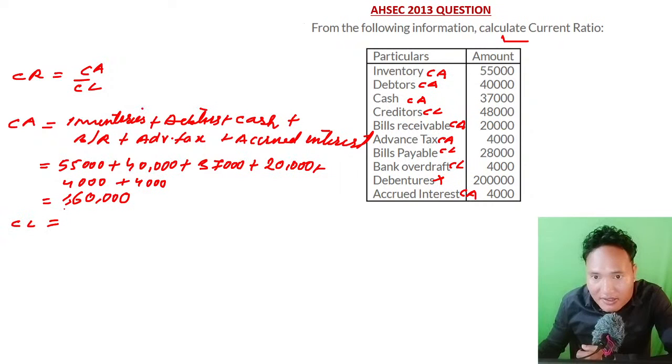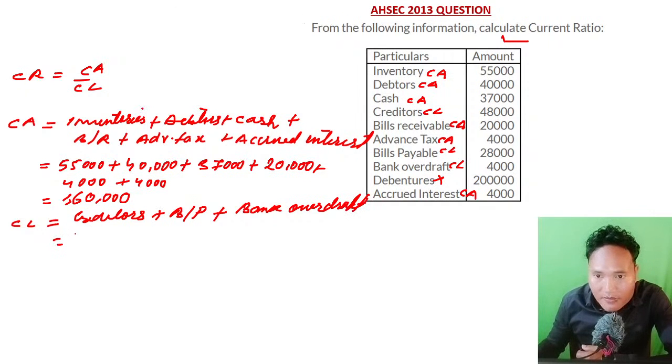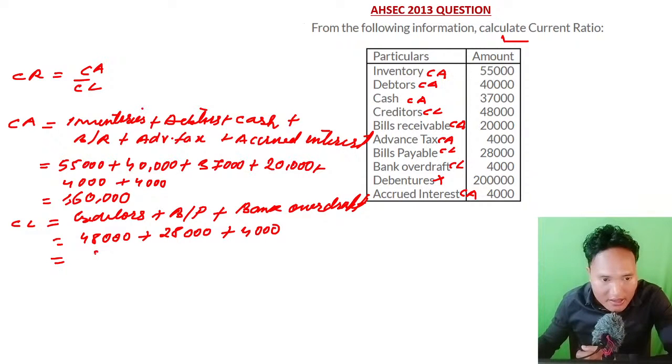The current liabilities are creditors plus bills payable plus bank overdraft. Okay, creditors we have 48,000, we have bills payable 28,000, bank overdraft 4,000, and the total value will be 40, 50, 60, 70, 76 plus 4, 80. The current liabilities value is 80,000.